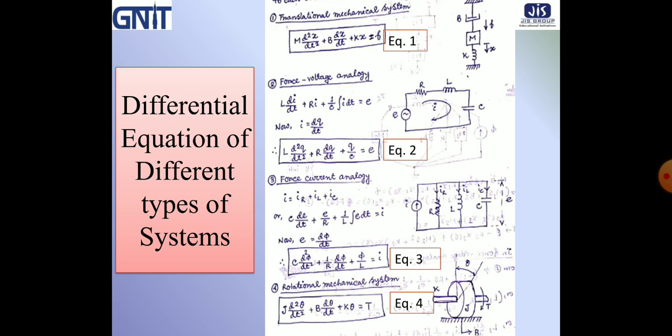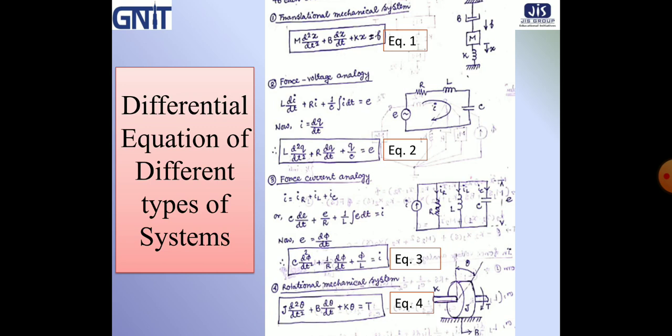Here we apply the force F, that's why the displacement occurs. So here F is the excitation element, F is the input and x is the output. We apply force, that's why displacement occurs. So we say that force is the input and x, that is displacement, is the output. So that's how we get equation number 1.